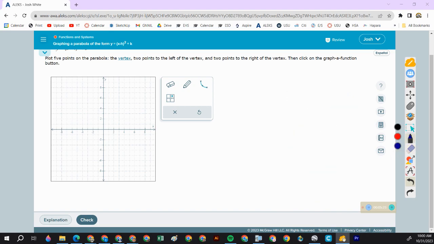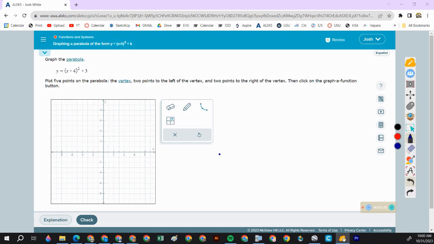So, oh, you can't see the equation. So, what is my h value in this equation? -4. The number on the inside is positive, which means that my h value is -4. What is my k value? 3.